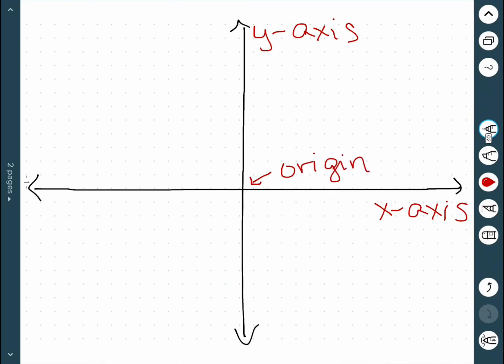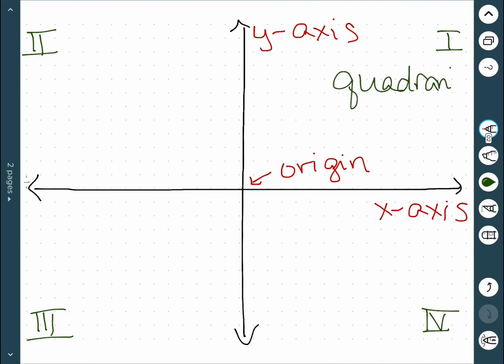In addition, these axes actually break our plane up into 4 pieces. These 4 pieces are known as quadrants. And we just call them 1, 2, 3, and 4, moving counterclockwise. Quadrants are typically denoted with these Roman numerals, but all it tells us is exactly where we're at.